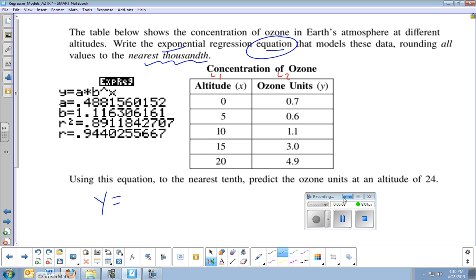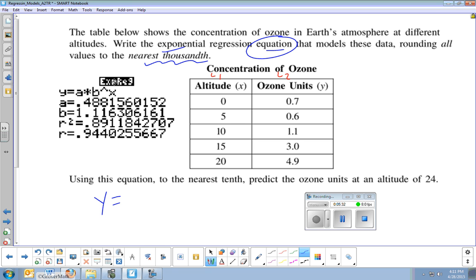Okay, so they give you a model of what the equation should look like. A times b raised to the x. That's what exponential is, when your variable is x. Power is when you have x being raised to things. We'll also see a times x raised to the b. That's what a power regression is. But this is a times b raised to the x.